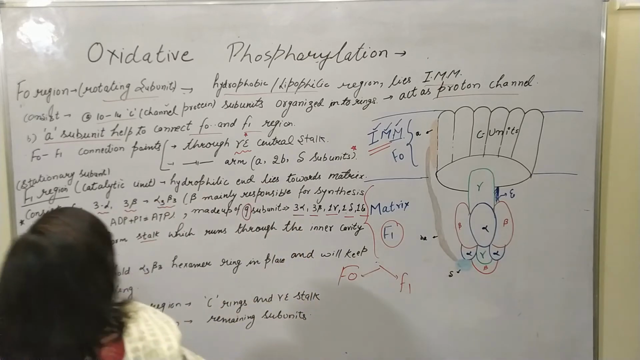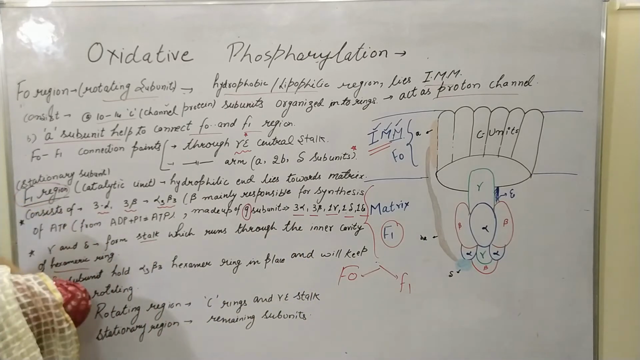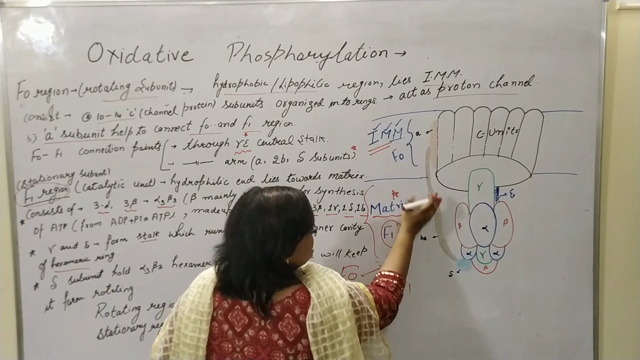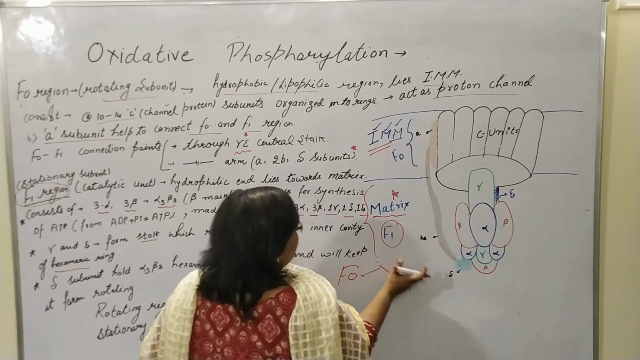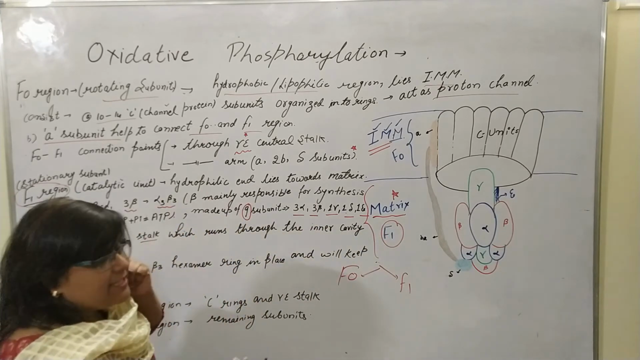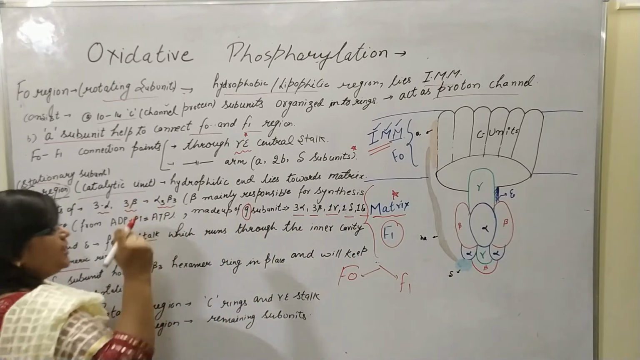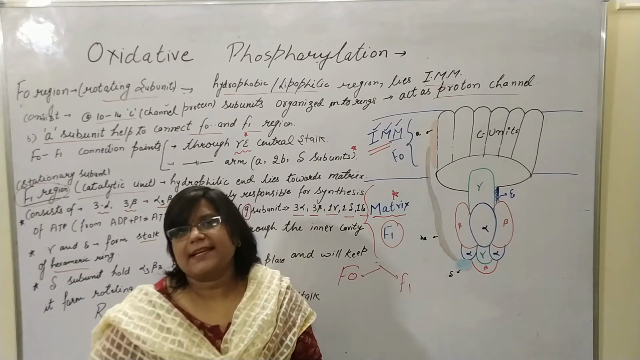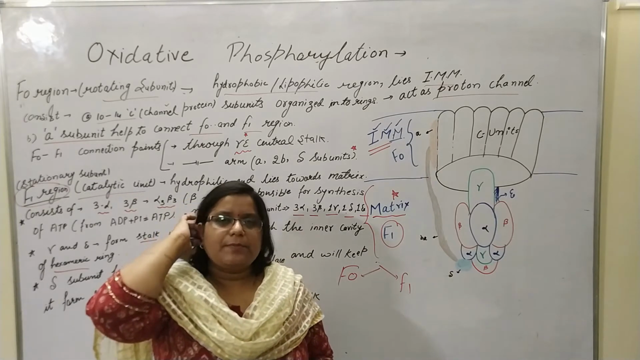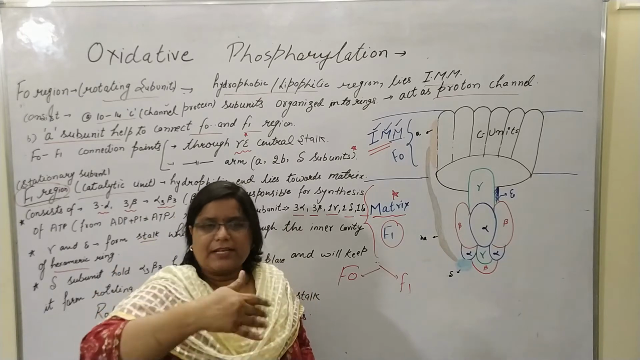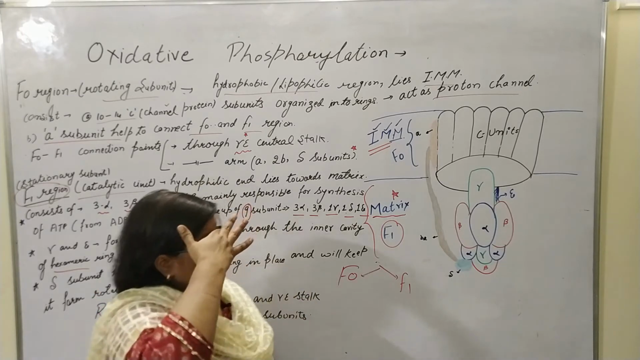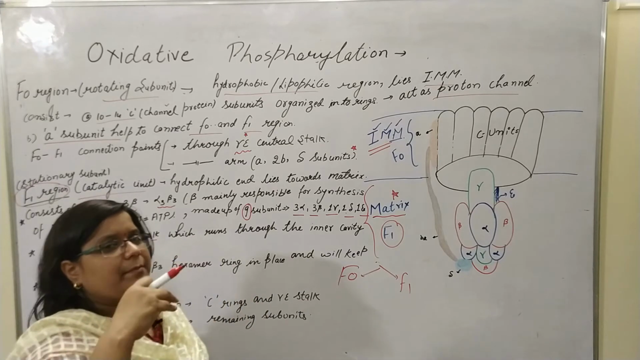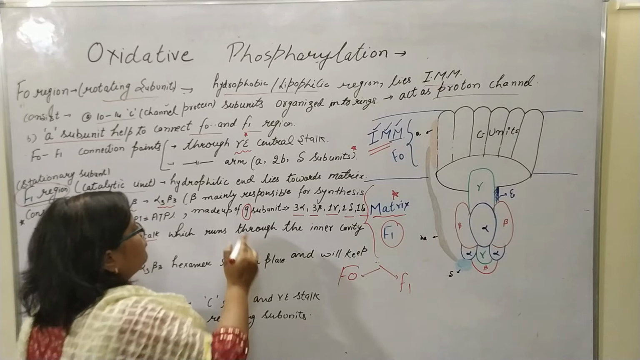Now the F1 region is present in the matrix part, and it is a catalytic unit because only in this unit will ATP be synthesized. How that is possible, we will see later on, so just stay with us. The F1 region is present on the matrix side, so its nature is hydrophilic.